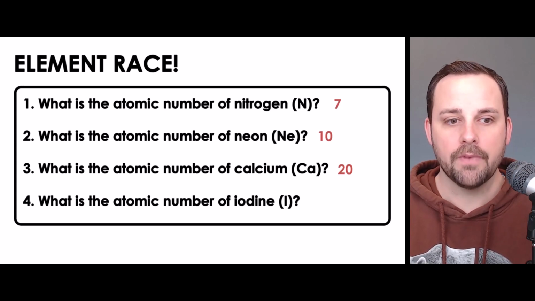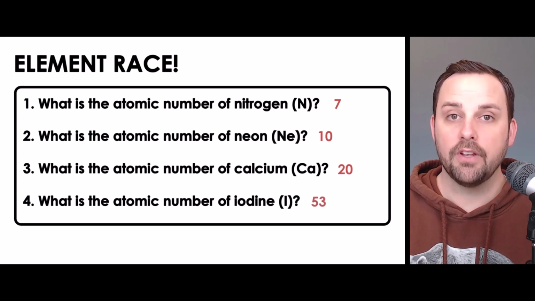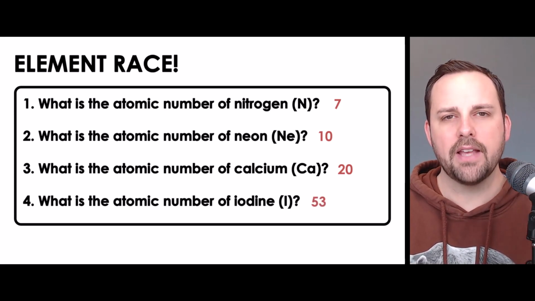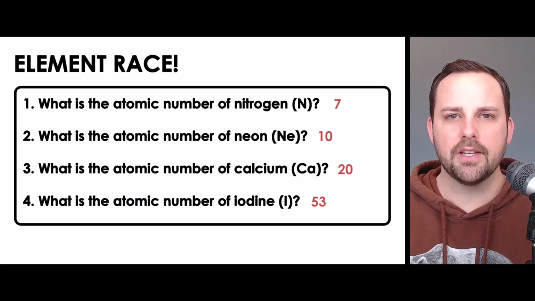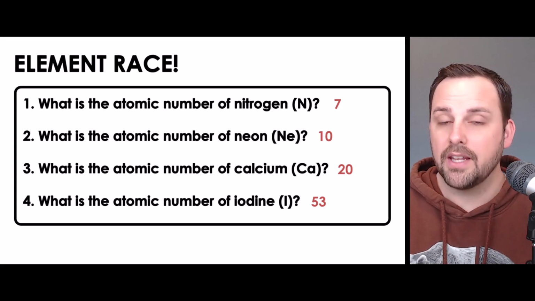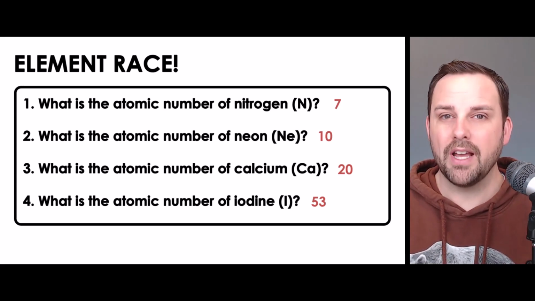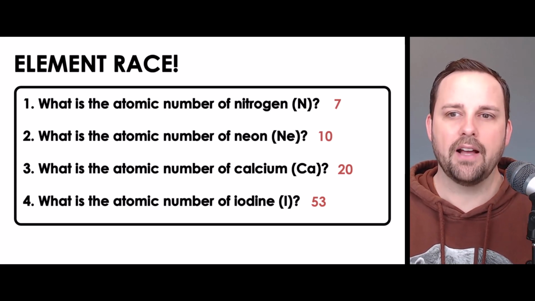Question number 4, what is the atomic number of iodine? The correct answer is 53. Again, that tells us that iodine always has exactly 53 protons in the nucleus. That's a lot of protons. The number of neutrons can change. The number of electrons can change. But if the number of protons changes, then it's a different element now.